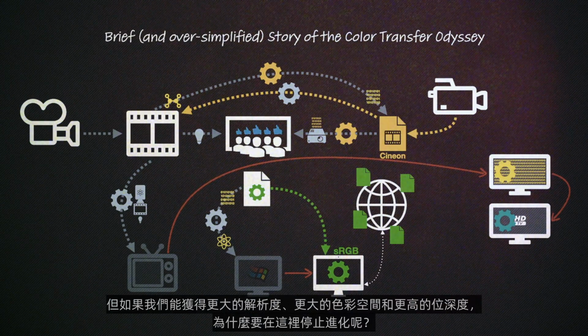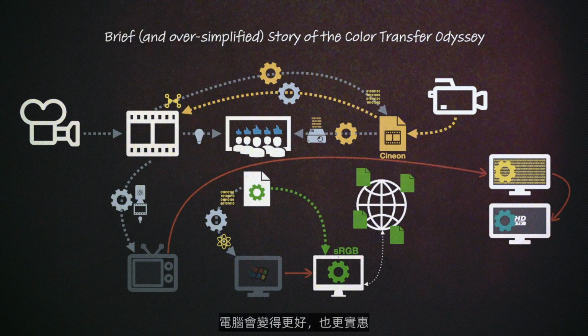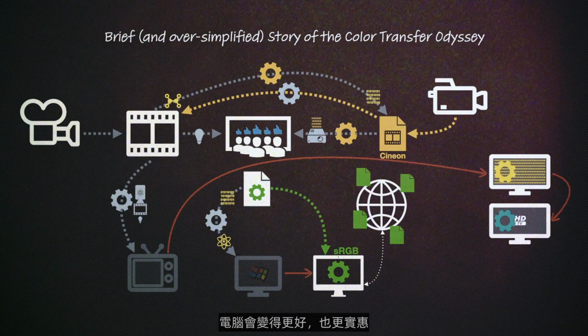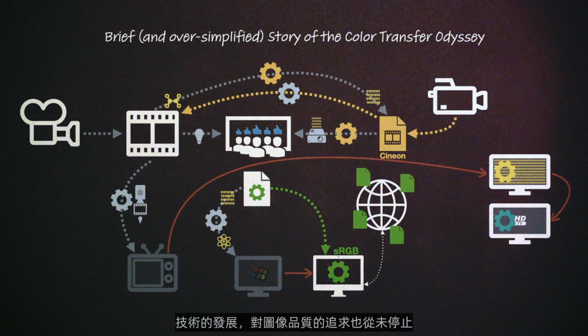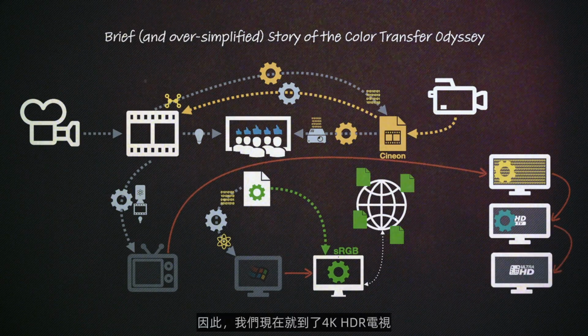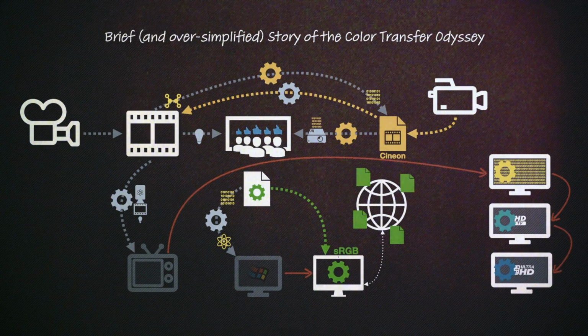But why stop evolution here if we can get bigger resolutions, bigger color spaces, and higher bit depth? Computers get better and more affordable. Technology evolves. The pursuit of image quality never stops. And here we are at 4K HDR TV.